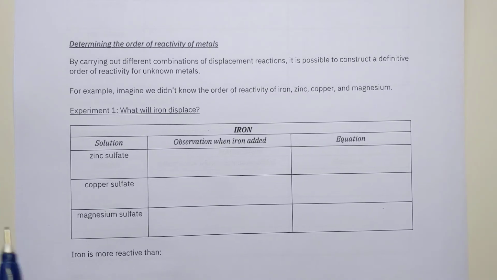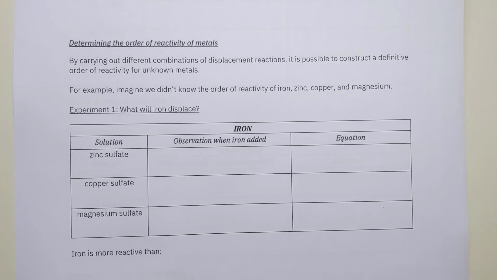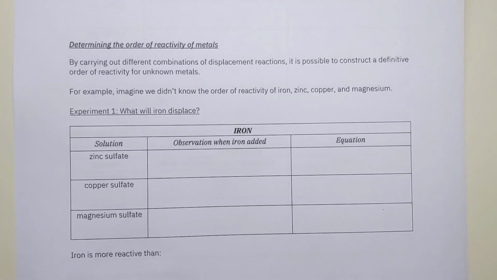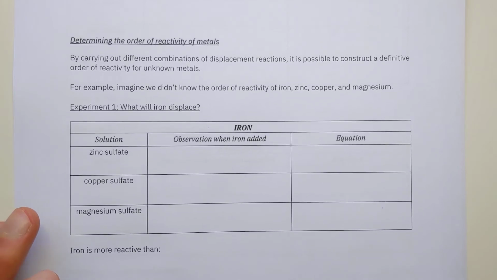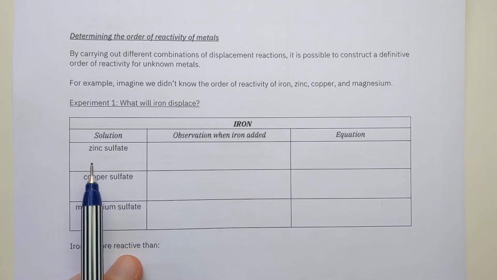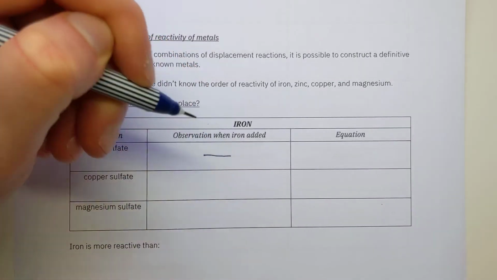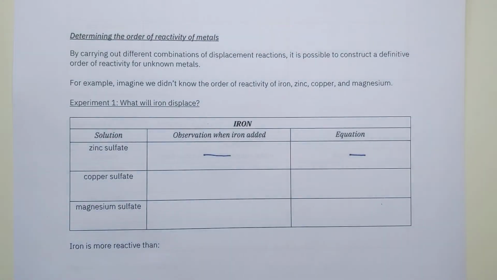So in this first set of experiments, I've got iron. I'm adding it to either zinc sulfate, copper sulfate, magnesium sulfate. Now, in an ideal world, we'd be in school doing this as a practical and you'd see it for yourself. But you're just going to have to go off what I tell you for now, unfortunately. So if I add iron to zinc sulfate, it doesn't react. Nothing happens, therefore there's no equation.